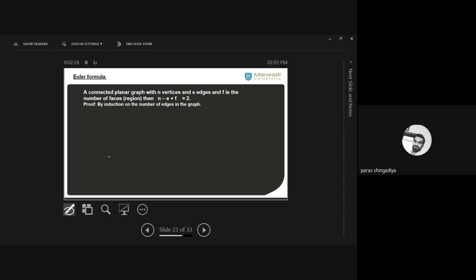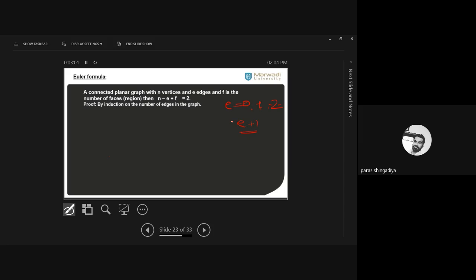First we check for initial values of e, that is e equal to 0, e equal to 1, and so on. In the next step we suppose this result is true for all such graphs which involve e edges, up to e edges. That is our supposition, and by using this supposition we prove that the result is correct for all such graphs which involve e plus 1 edges.